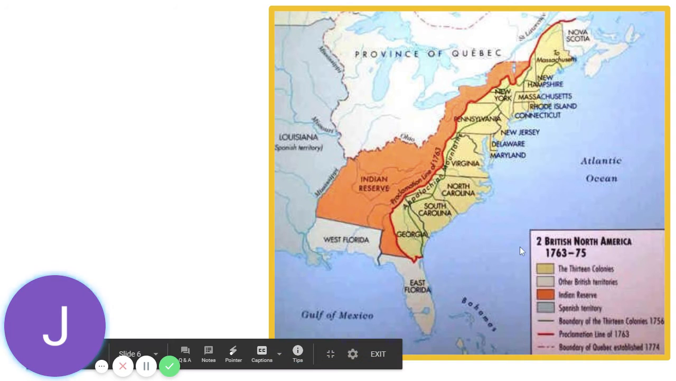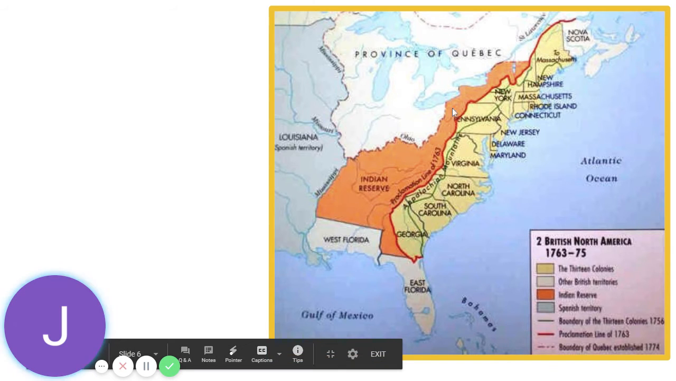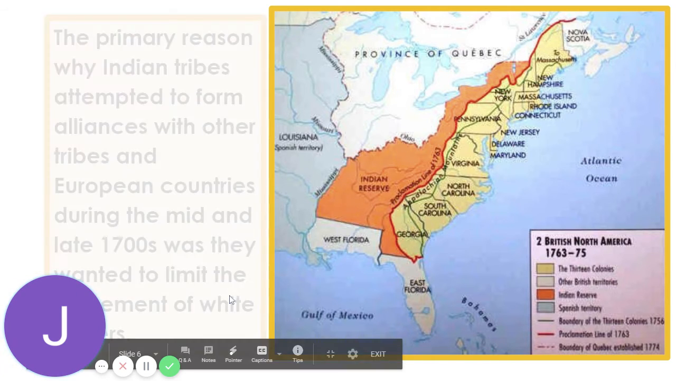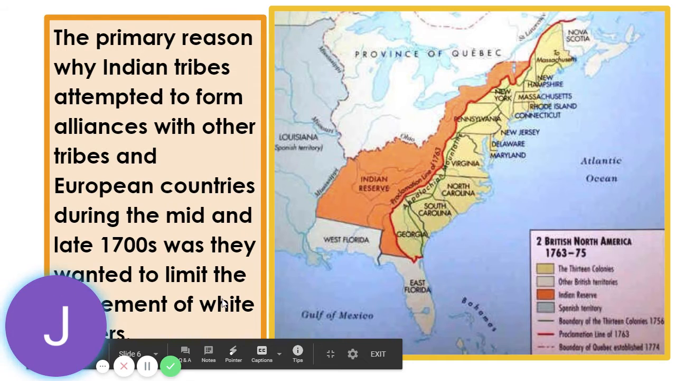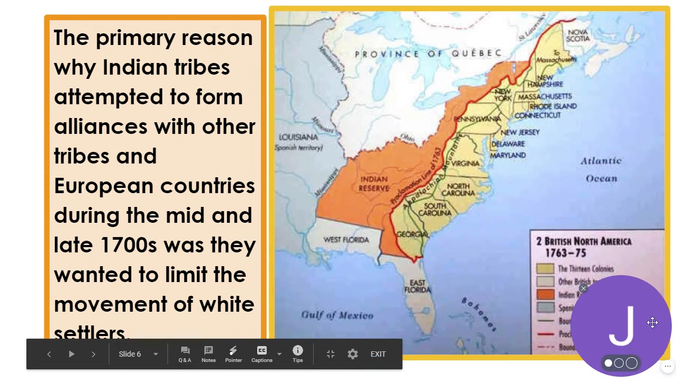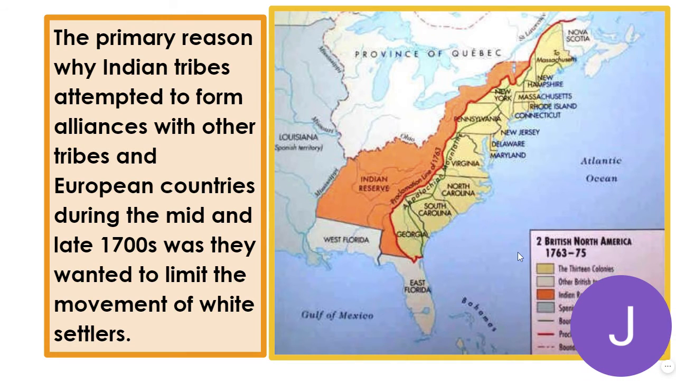And notice the date on this map here is right before the American Revolution. And you'll notice that the British have claimed all of this land here as Indian reservation or reserve. So it's for them. All right, so one of the primary reasons why Indian tribes attempted to form alliances with other tribes and European countries during this was to limit the movement of white settlers.